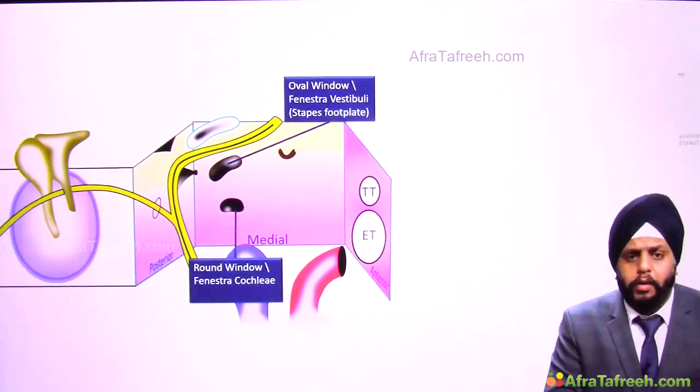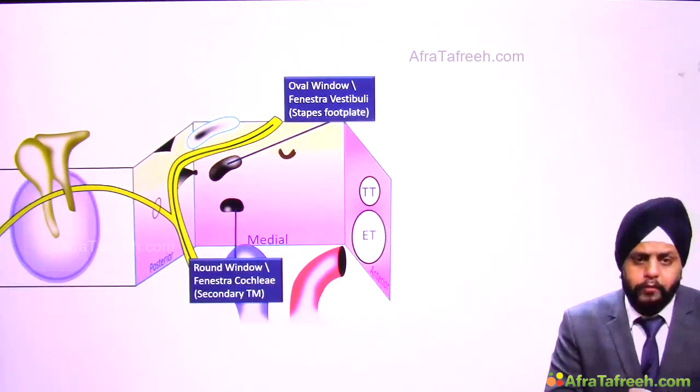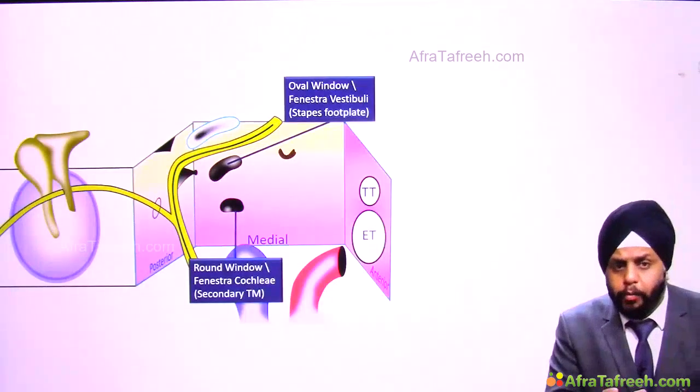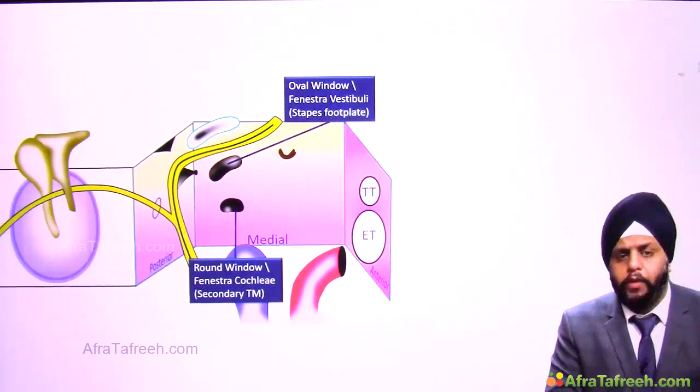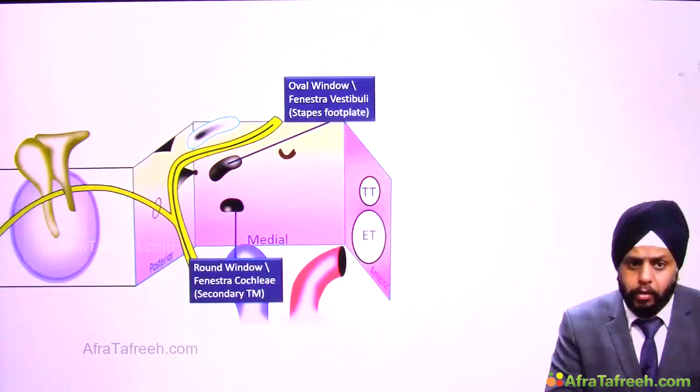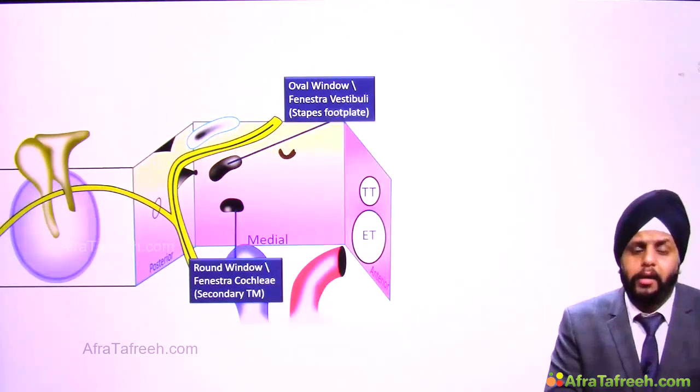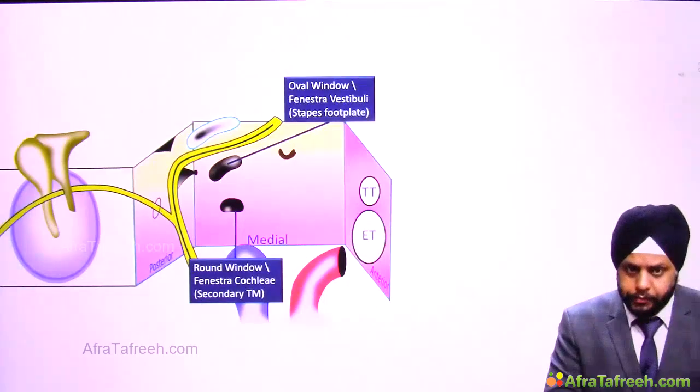The round window is also known as fenestra cochleae. It is covered by secondary tympanic membrane. Right? So both the windows are covered. Remember, openings are open, windows are covered. So oval window covered by footplate of stapes. Round window covered by secondary tympanic membrane.